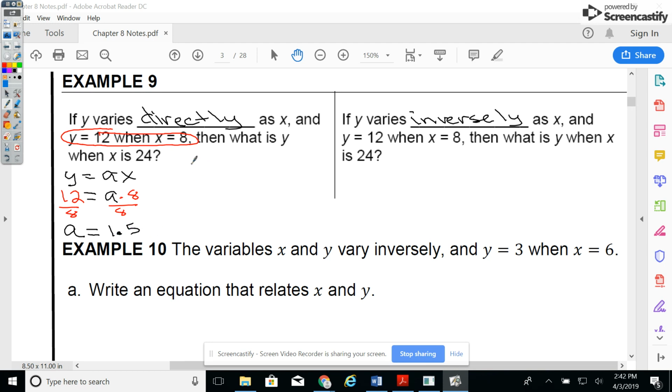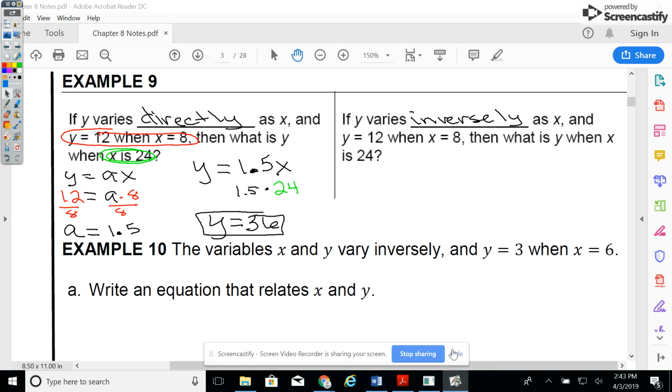All right, so my equation would be y equals 1.5x, because we got 1.5 to be the a value. So the second part of this says find y when x is 24. So all we're going to do is take 24 and plug it in for x and multiply that by the 1.5. So y equals 1.5 times 24 gives us that y is 36. Right, but that's for a direct variation equation.